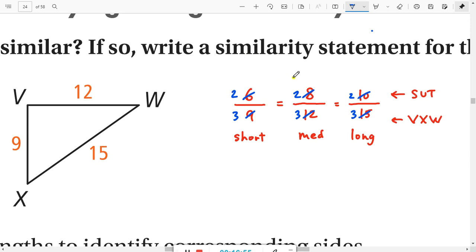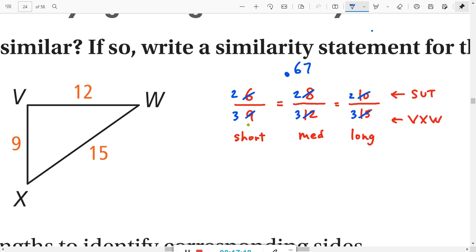So as you can see, we have 2/3 for each fraction. If you had done each fraction on the calculator, you would have gotten approximately 0.67 for each fraction. As long as you can confirm that they are equal, then you know that the triangles are similar.